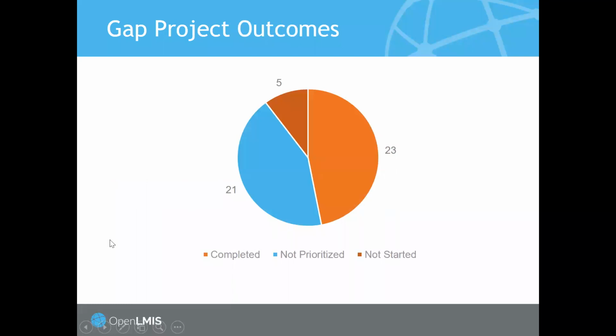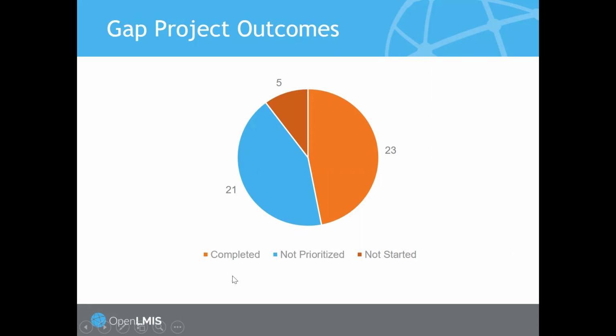So this is just a very basic view of the work that we did in the GAP project. You can see we completed 23 tickets and 21 were not prioritized. This may be a little bit funny to highlight, but I actually think it's kind of important.